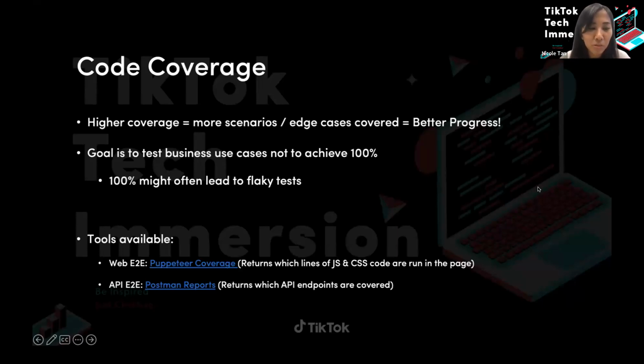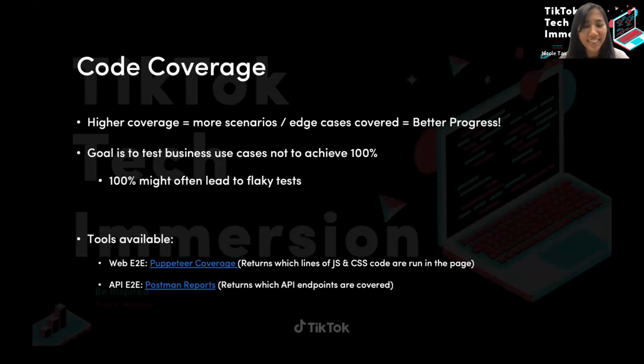And then the tools available. You can imagine E2E is harder to cover compared to unit testing, because E2E usually doesn't have access to the code. But for Web E2E, there's this cool tool called Puppeteer. I don't know if you've used it, but it has something called Puppeteer coverage. It returns the lines of compiled JS and CSS code that are run in the page. So you actually know which code is running and which code is not. So yeah, you can explore this tool on your own time.